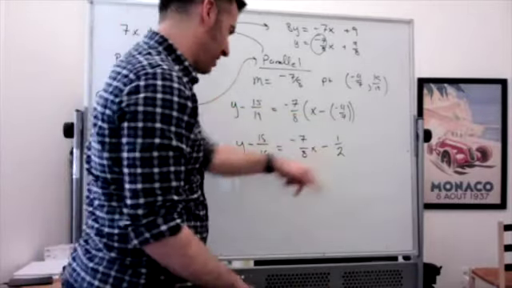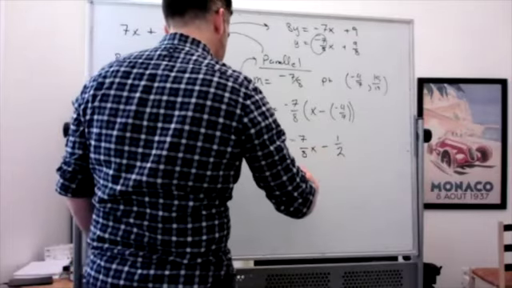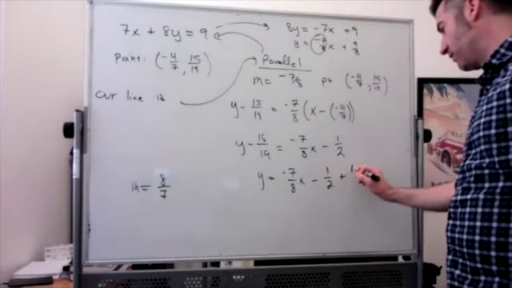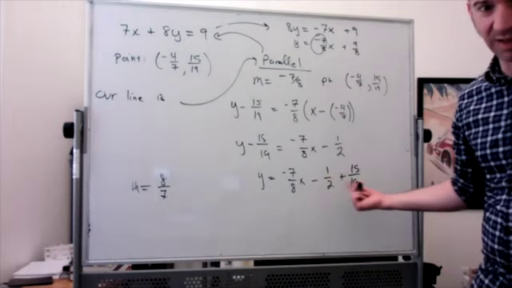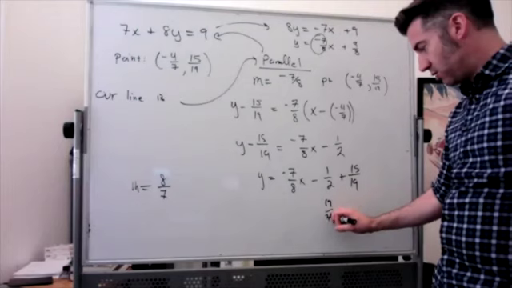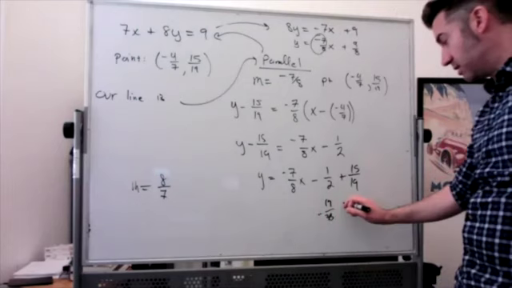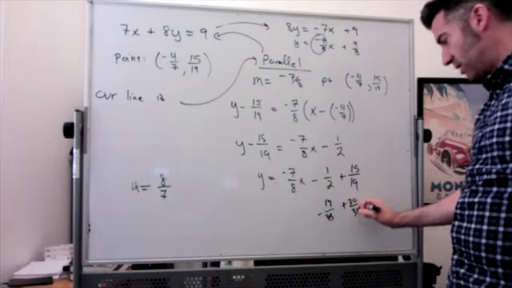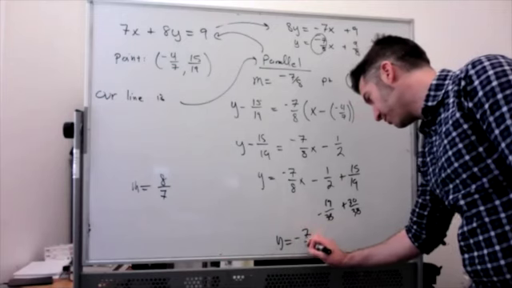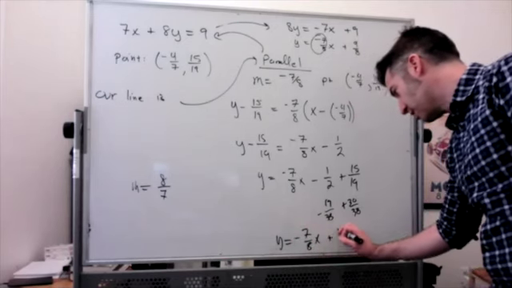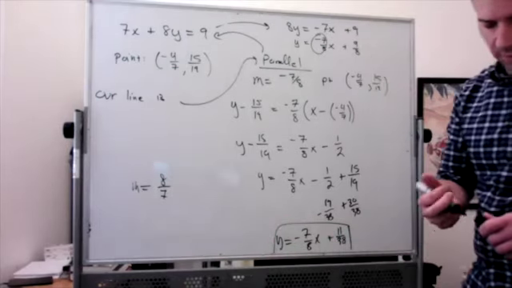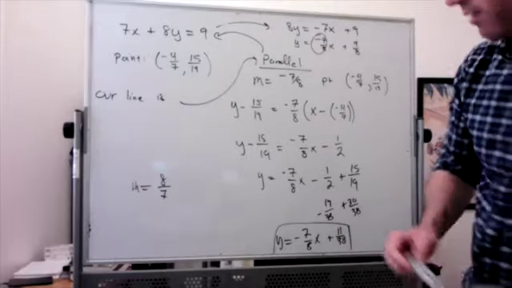Then we would add 15 19ths and get y equal to negative 7/8 x minus 1/2 plus 15 19ths. Then you have to get a common denominator and add those together. This is going to be negative 19 over 38, and positive 30 over 38. So that ends up being 11 over 38. That's what we get for the parallel line: negative 7/8 x plus 11 over 38. Not very nice numbers, but the process is pretty familiar.